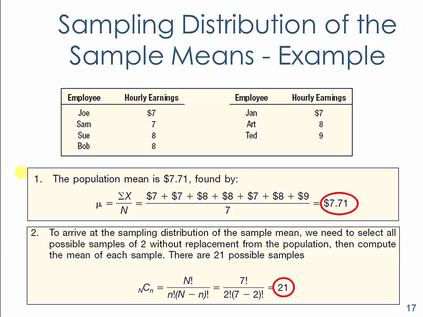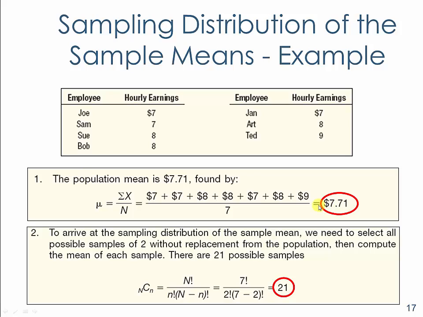So the first question that we had was, what is the population mean? Well, we happen to have the entire population here only because this is an example to show you the sampling distribution of the sample mean. In reality, we probably won't have the entire population to work with, but we do here. So we're going to go ahead and calculate the mean by adding up all of our values and dividing by the number of observations that we have. So we have 7 employees. We add up all of their hourly earnings and we divide by 7. And we get $7.71. Make a mental note of the $7.71.